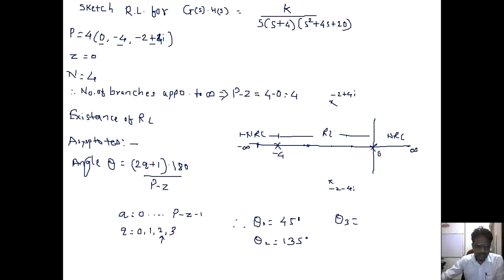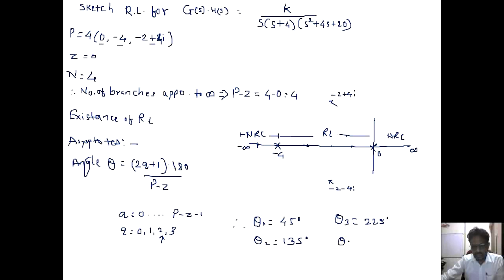Then theta 3 for the value of 2. I am putting q is equal to 0, 1, 2 and 3 one by one, and we will get values accordingly. So when we put q is equal to 2, so 2 into 2, 4, 4 plus 1, 5. So 5 into 180 by p minus z, that is 4 minus 0, 4. So 5 into 180 by 4, you will get value 225 degree.